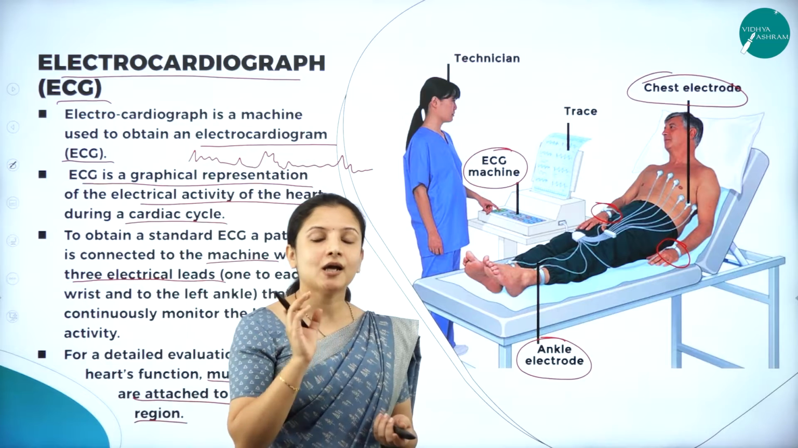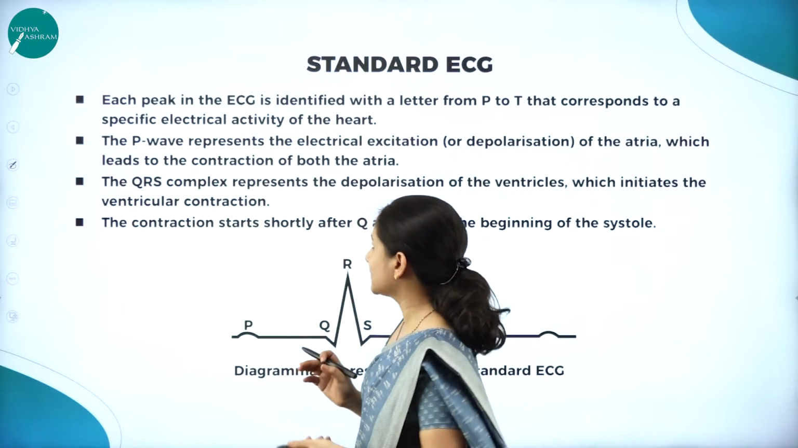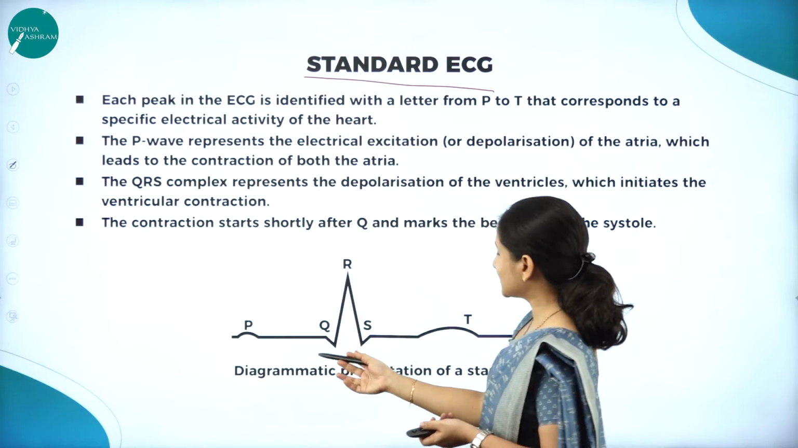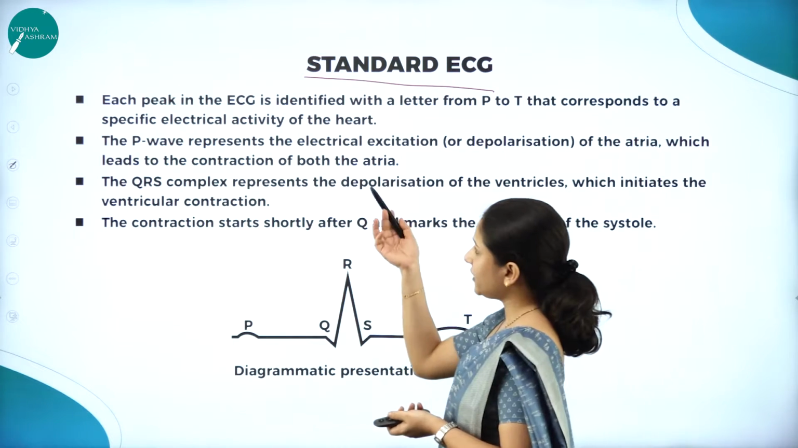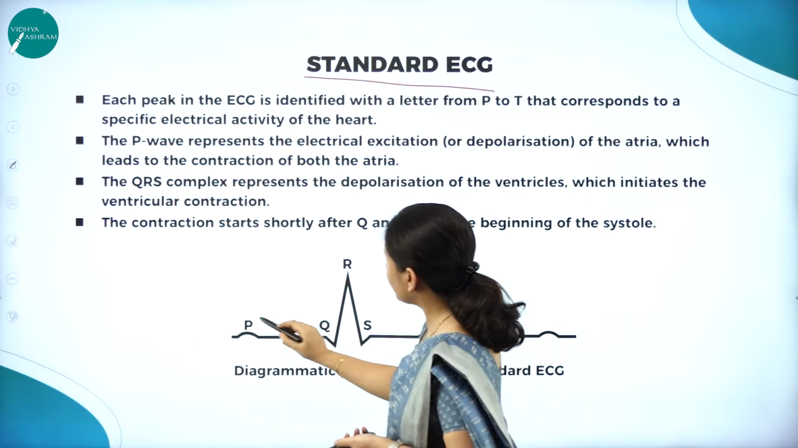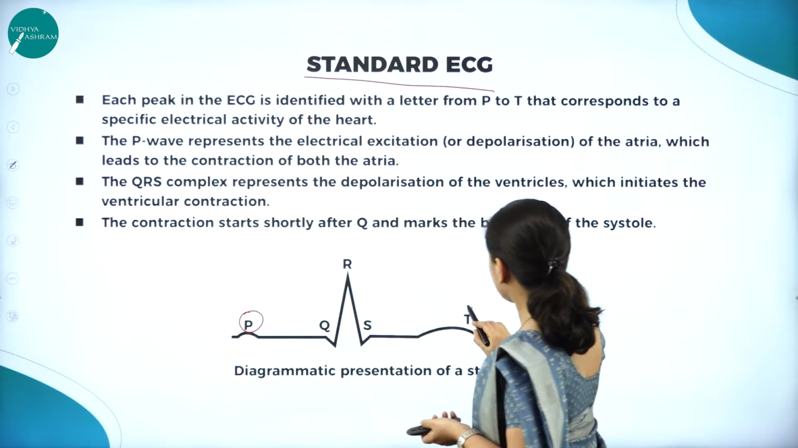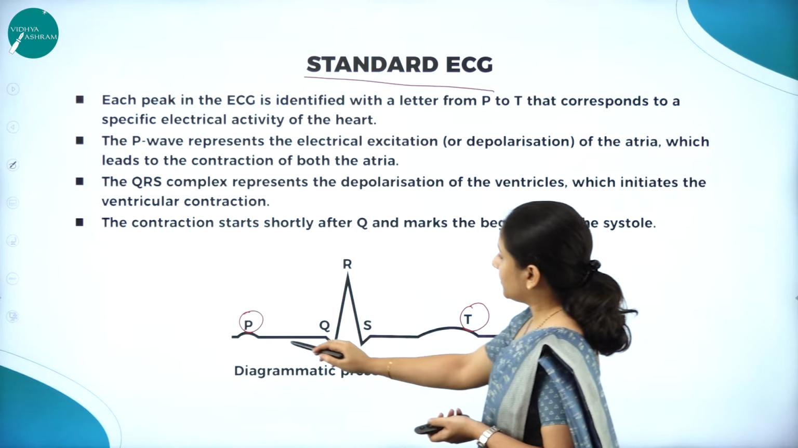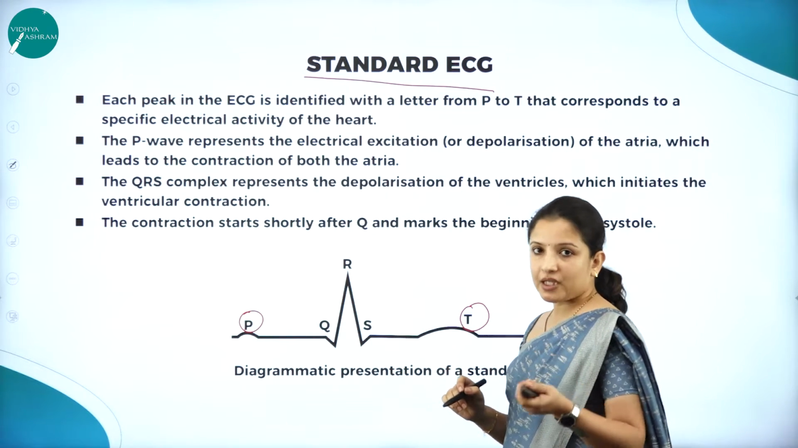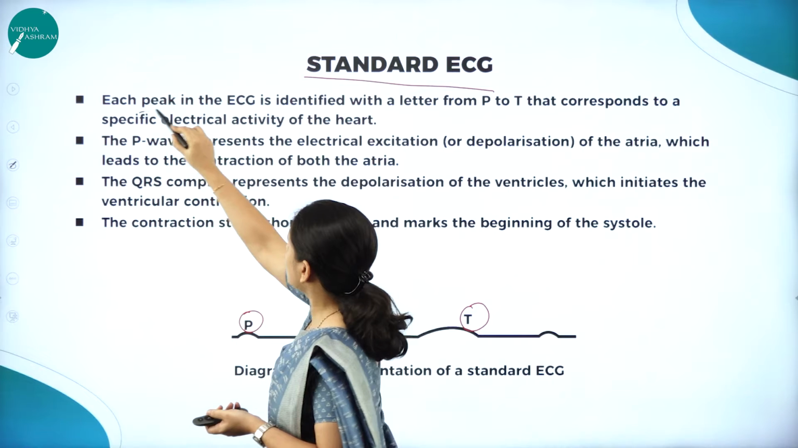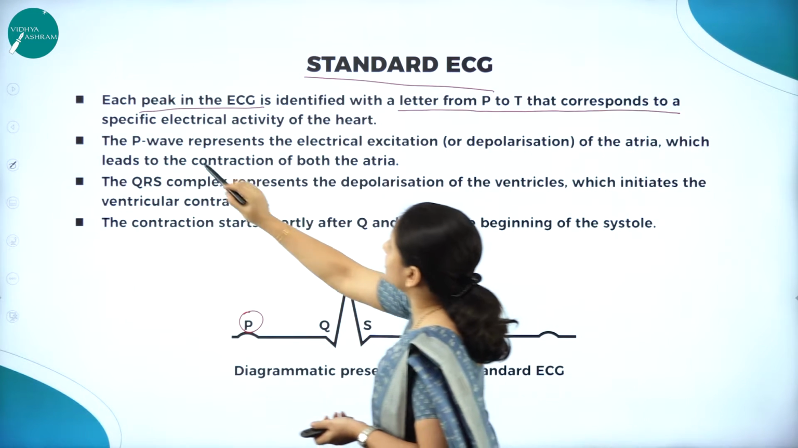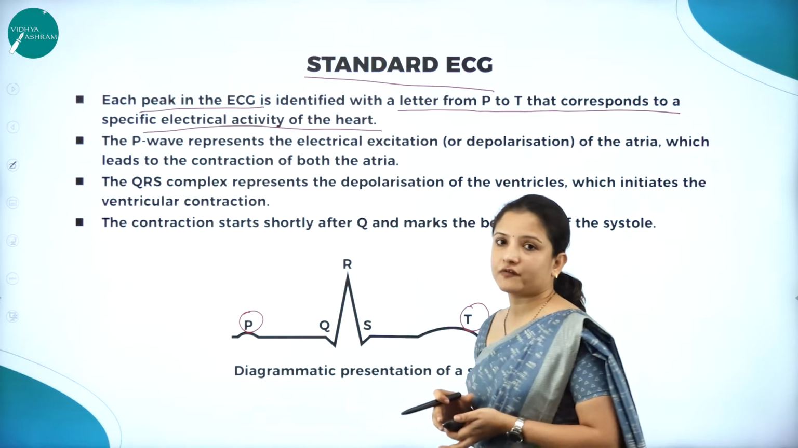Now let's understand how to read the graph. It is very interesting. So how can we read a standard ECG? This is how a standard ECG looks. You can see various peaks, right? Starting from letter P to letter T. Here a peak is created in P, in R, then in T. Each peak in the ECG is identified by a letter from P to T that corresponds to a specific electrical activity of the heart.